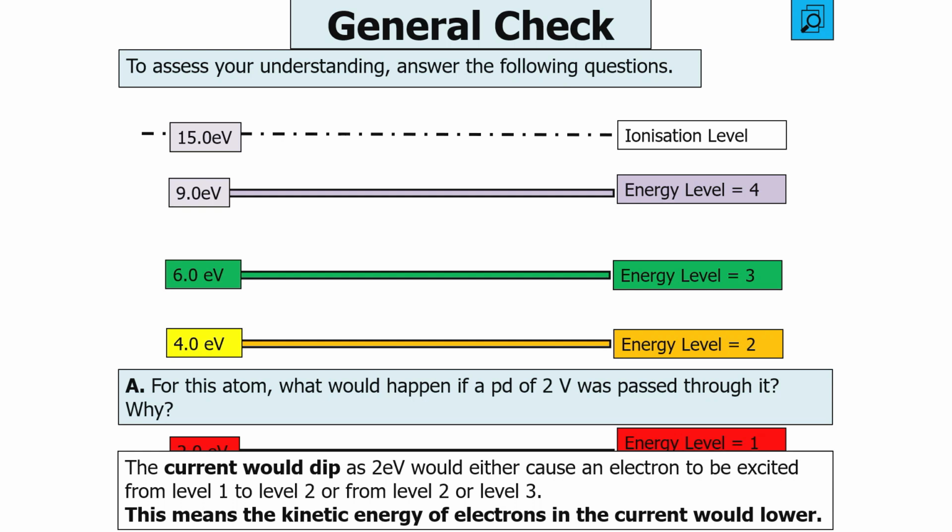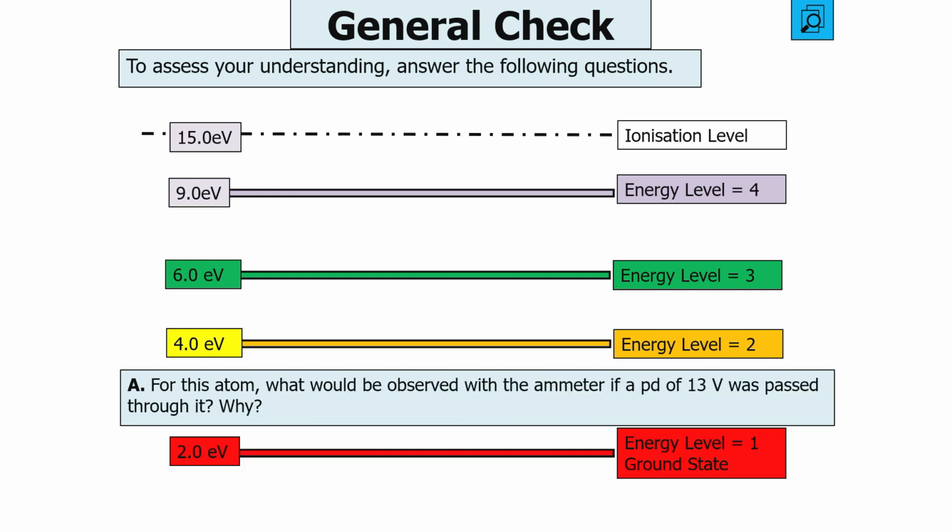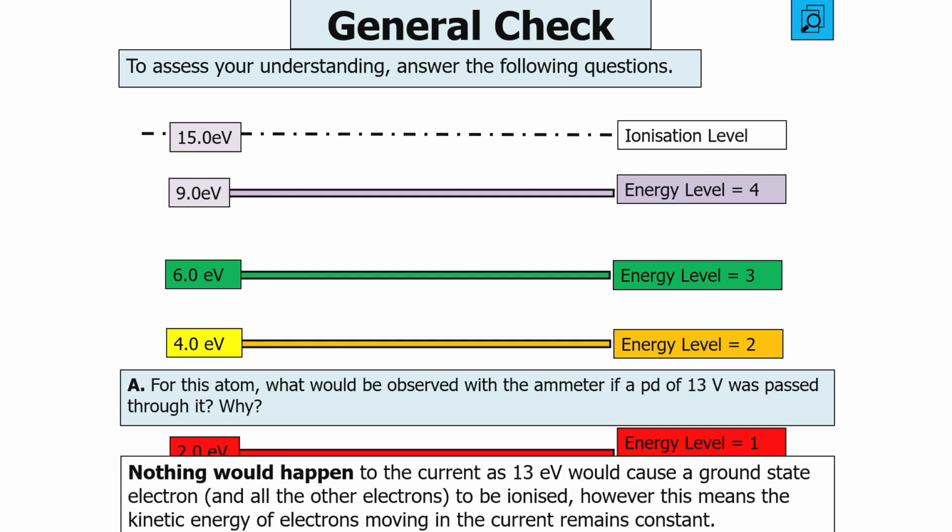For this atom, what will be observed with an ammeter if a PD of 13 volts was passed through it, and why? So pause the video now, then unpause the video when you want to go through your answer. Nothing would happen to the current, as 13 eV will cause a ground state electron and all the other electrons to be ionized. This means that the kinetic energy of the electrons moving in the current would remain constant, so no difference would be observed.